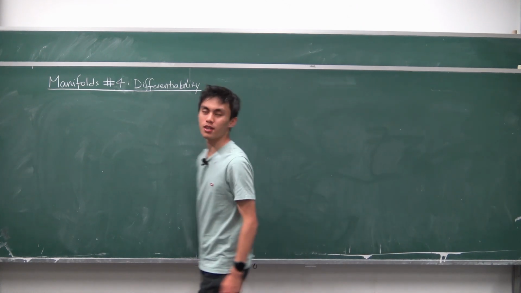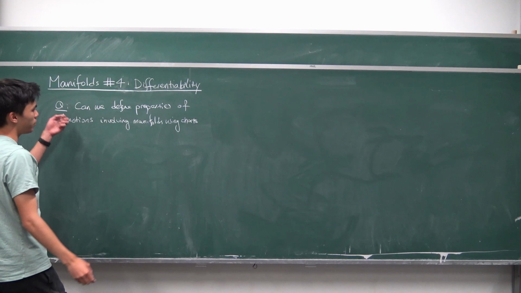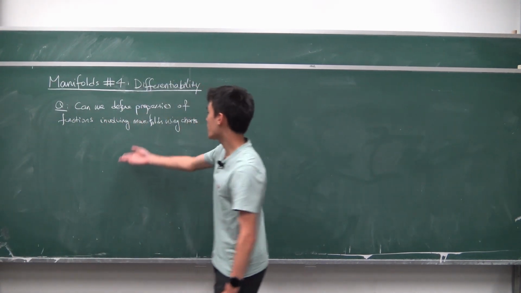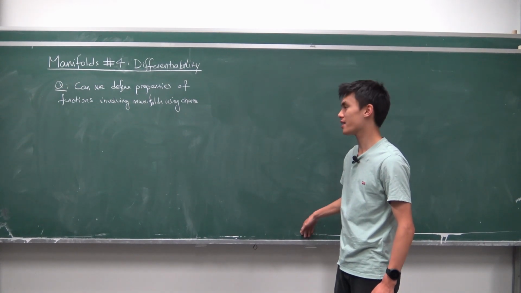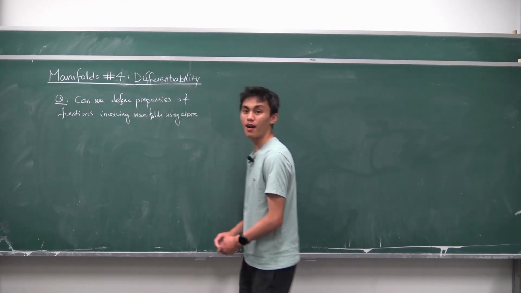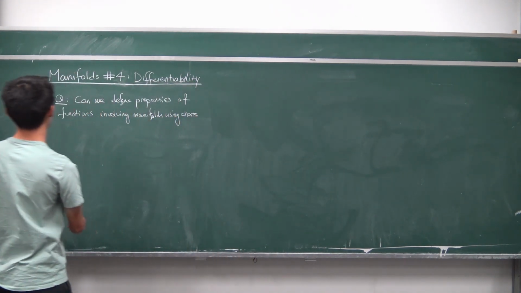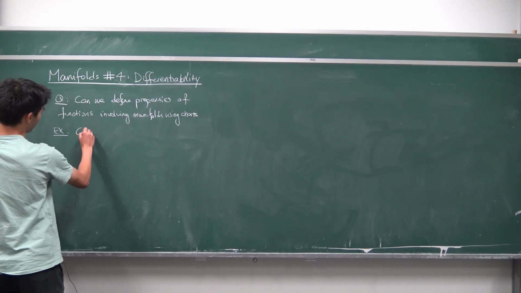So the question is, I'll write it on the blackboard. Can we define properties of functions involving manifolds using charts? And the answer to that question is yes, but you have to be extremely careful. So let's take a look at a rather simple example, and the example I'm going to give is the continuity of a function. So continuity.